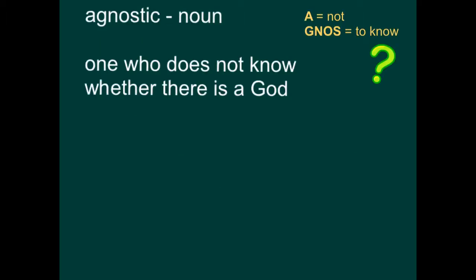Our first word is agnostic. It is a noun. It's important as you're doing roots to pay attention to what part of speech the words are because it affects how they're used. And when you're taking a quiz, it'll ask you to put the words in sentences. So knowing the part of speech can be super helpful.